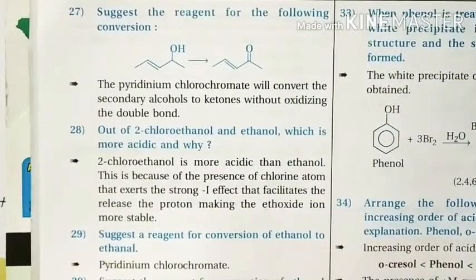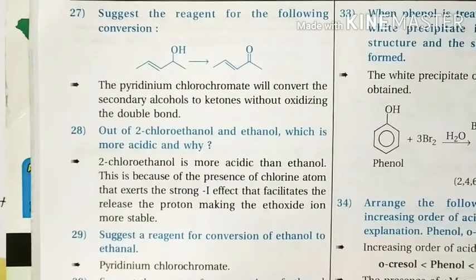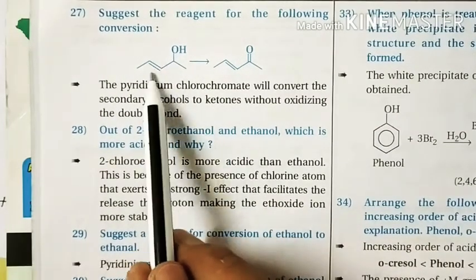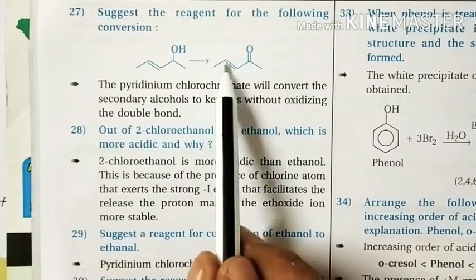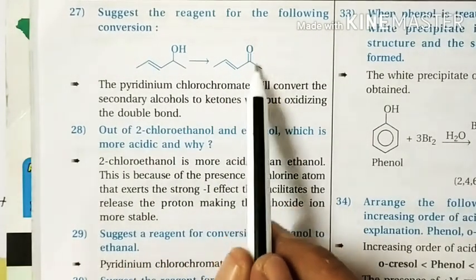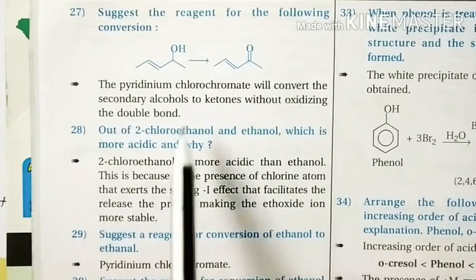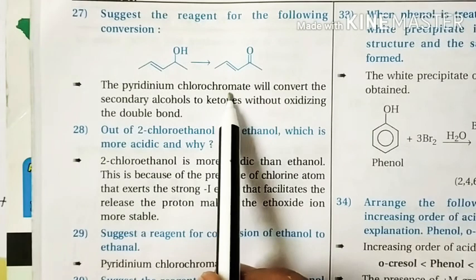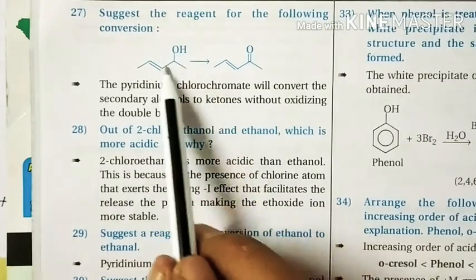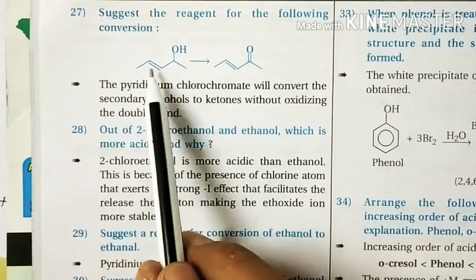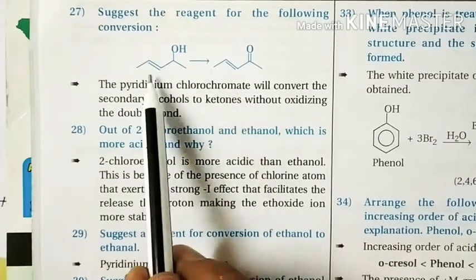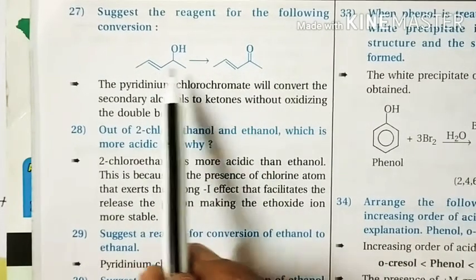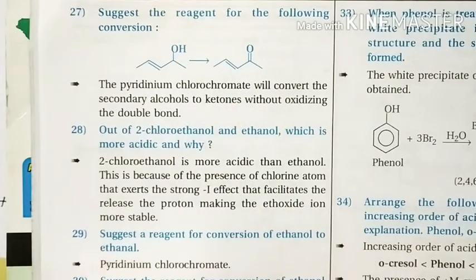Suggest the reagent for the following conversions. So here there is no effect on the double bond. Only the hydroxyl group is converted into ketone; a secondary alcohol is converted into ketone. So we use pyridinium chlorochromate or copper at 573 Kelvin temperature. But if we use a strong oxidizing agent, definitely it oxidizes the double bond too. But presently here we do not touch the double bond in the reactions.